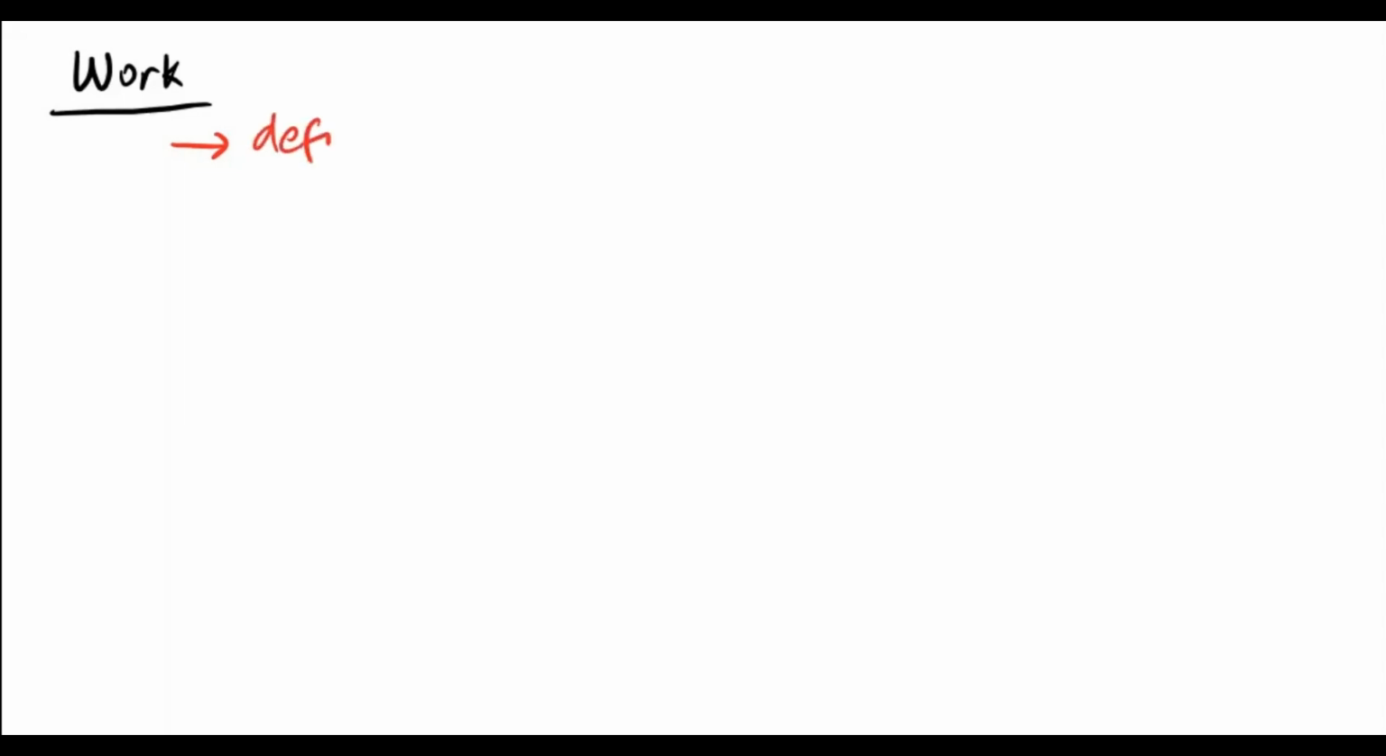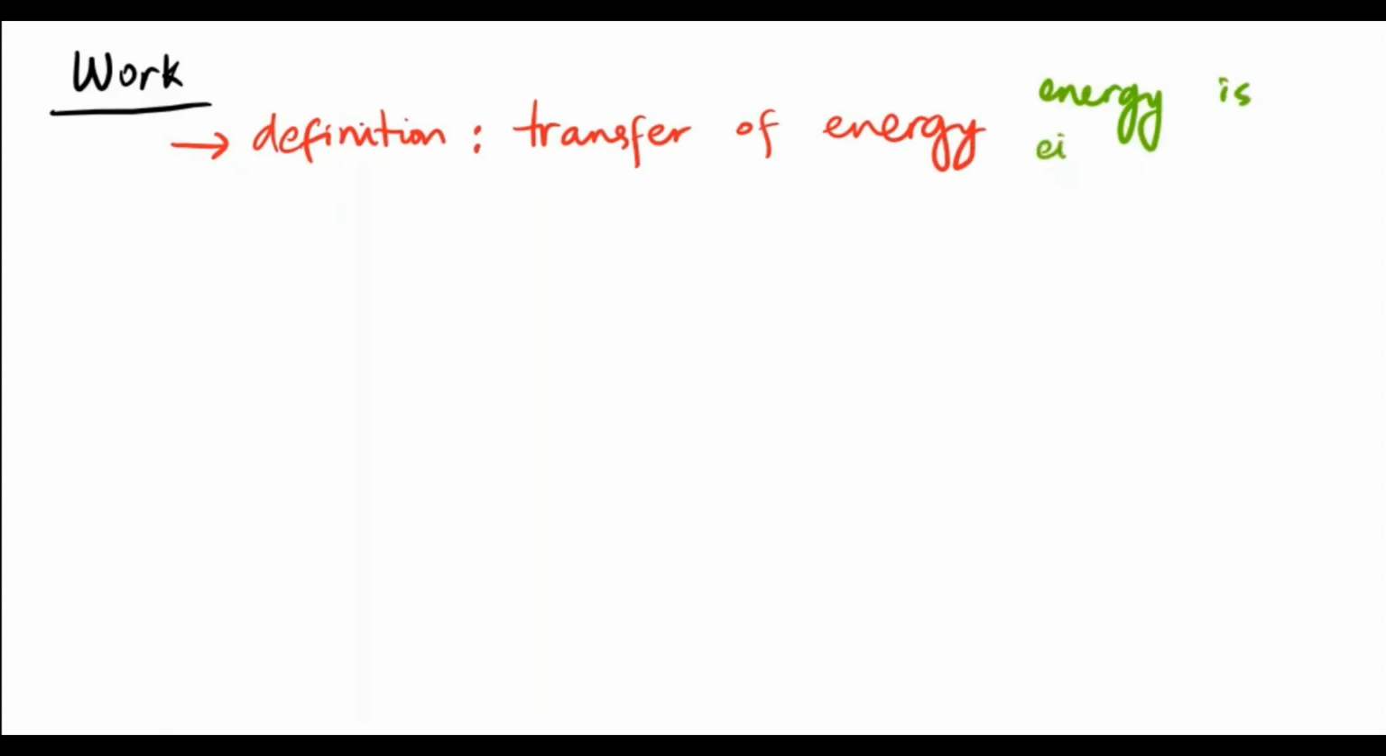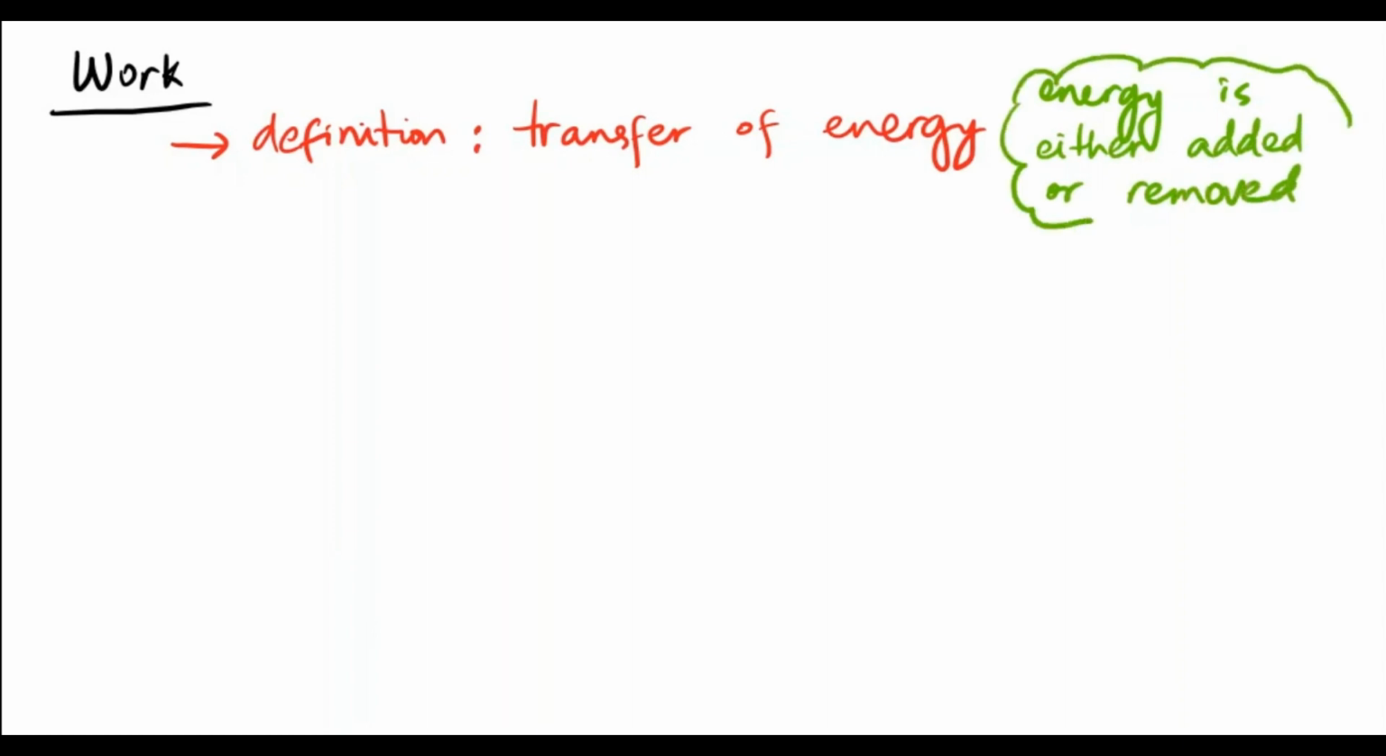So if we have to put this in words, we're going to write down the definition of work as transfer of energy. I just wanted to give you the background of where it comes from, but we also know that energy is either added or removed from the system. Just like in the water case, steam engines were adding some energy and then the work was being done by raising the water to the ground.